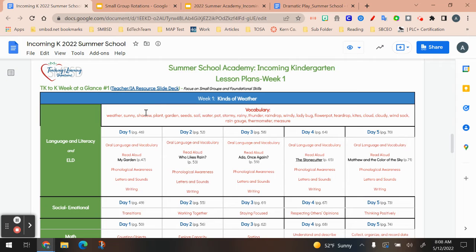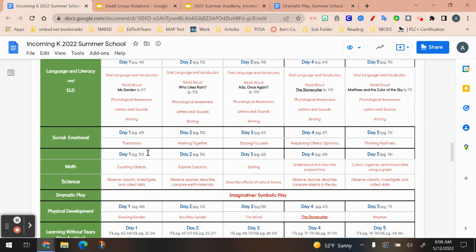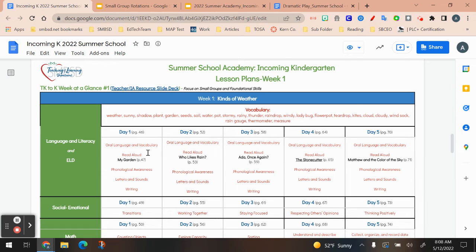This weekly plan includes vocabulary you need for the week, pages to find your lessons, and a basic description for planning purposes of what is in each lesson. When it comes to the materials, your site and this slide deck should have all that you need. Books, math manipulatives, and items that were requested in the program were sent to the site.